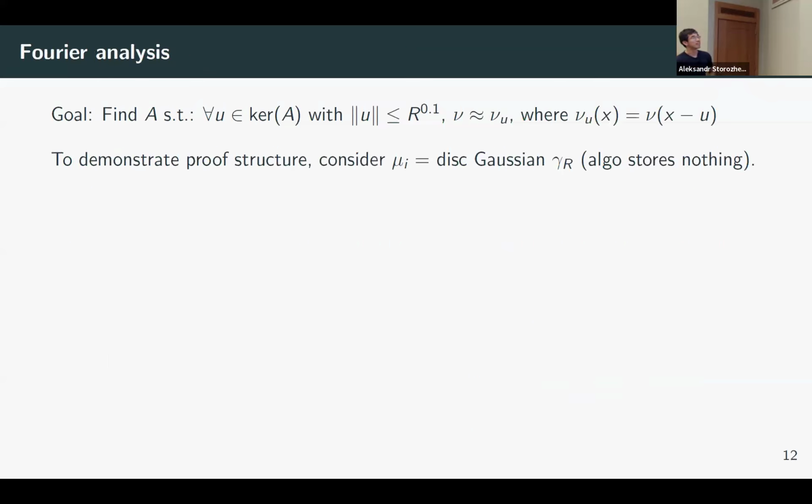So the next few slides are probably going to be the technical slides of this talk, where I'm going to demonstrate the proof structure. I'm trying to make things as simple as possible. So just to demonstrate the proof structure, let's think about the simplest case, where the algorithm stores nothing, which is the case where each of the mu i is just the discrete Gaussian itself, and then see how our proof works. This is very simple.